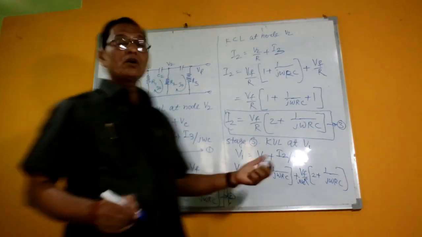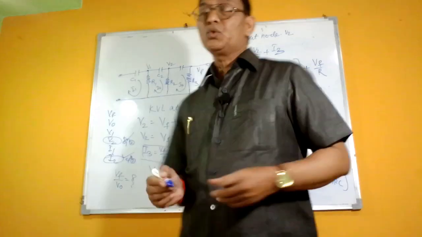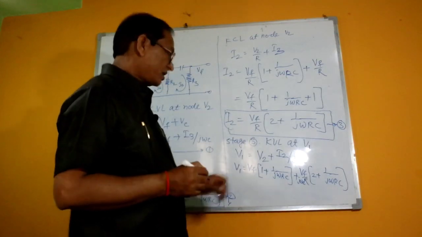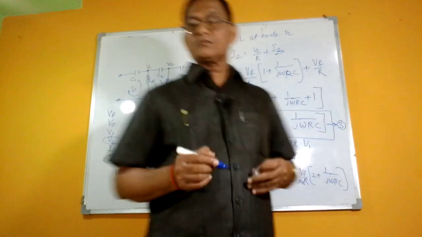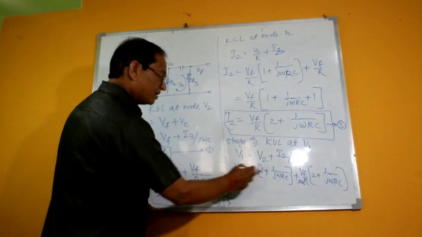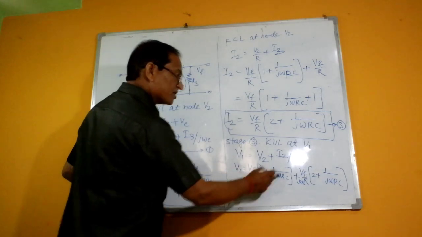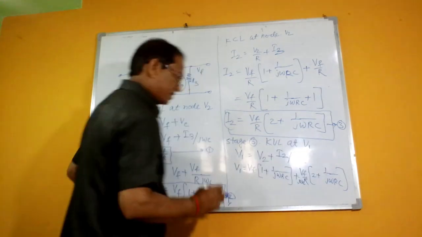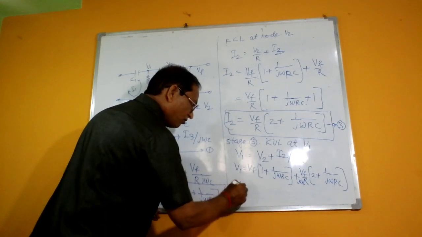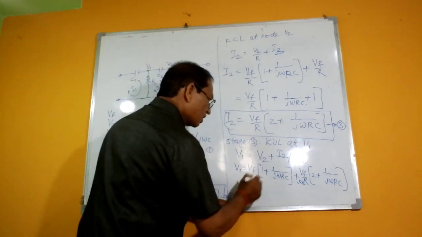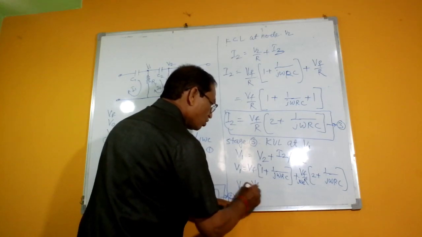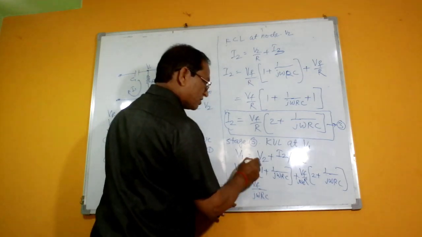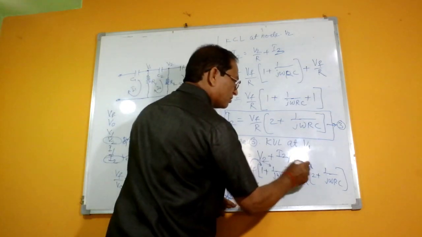So we have just substituted the values of V2 and I2, and now we are taking j omega Rc common. The value of V2 is Vf in bracket 1 plus 1 upon j omega Rc, whereas the value of I2 will be Vf upon j omega Rc in bracket 2 plus 1 upon j omega Rc. So V1 will be, just taking Vf upon j omega Rc common. If you solve this bracket, it will be like this, and similarly the other bracket.